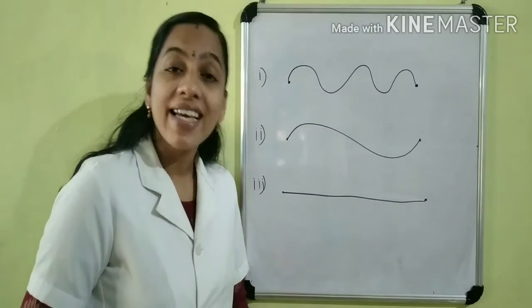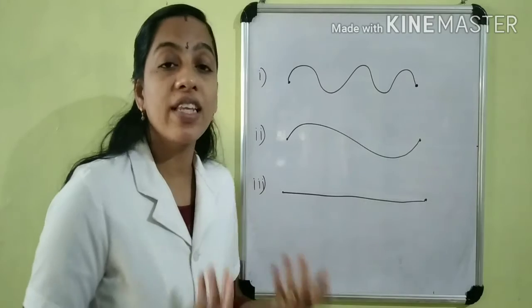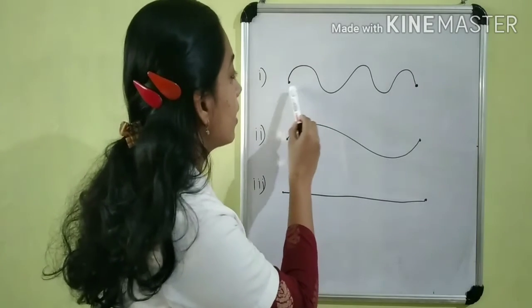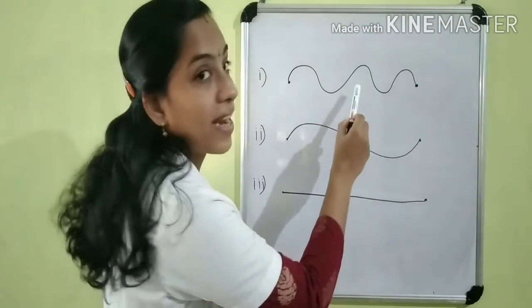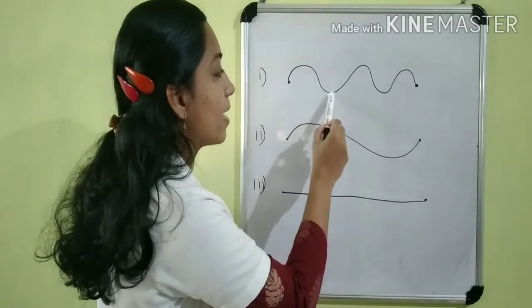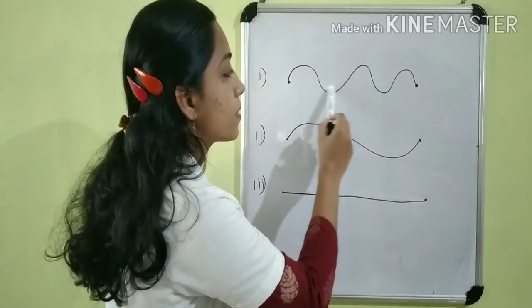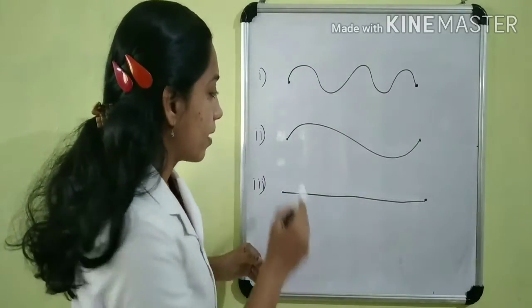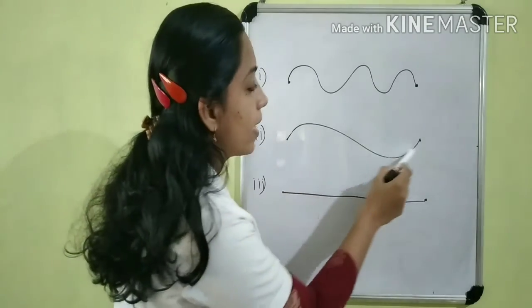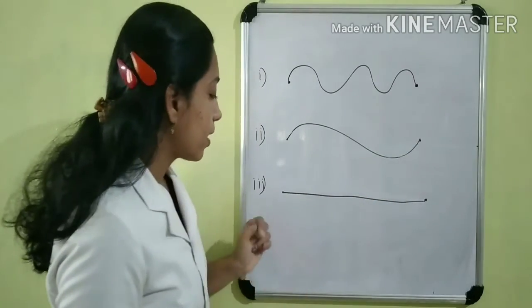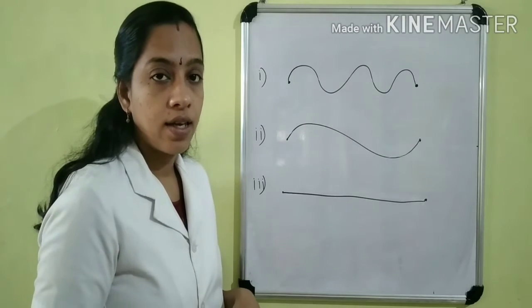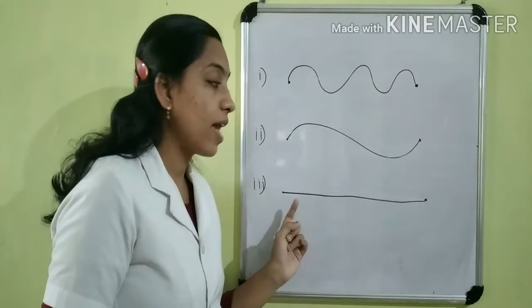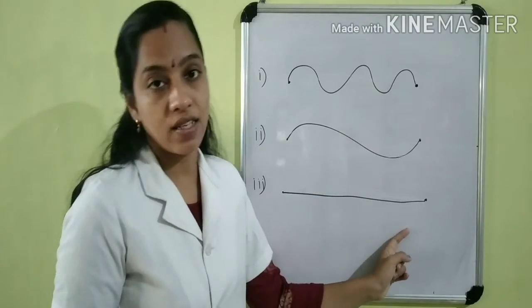Okay children, can you say what is the difference between these 3 lines? Let us see. In this line, we can see some bends. That is, this line has some bends, ups and downs like this. Okay, then the second line. Here also we can see some bends. Then the third line. Is there any bend in this line? No, this line does not have any bends.